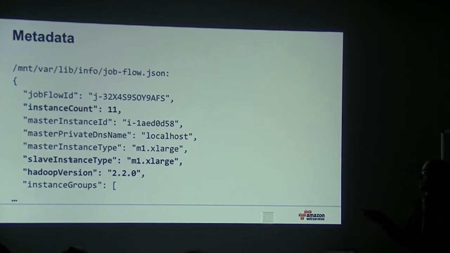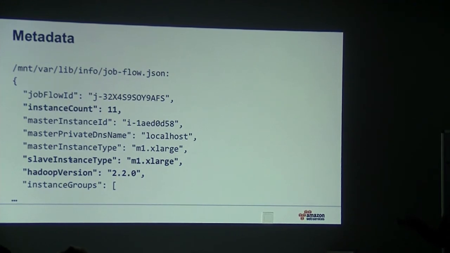That's a brief section of the job flow JSON file that has information on the cluster as a whole. For example, it gives you the job flow ID, which you can reference if you interact with the EMR API. It also gives you the instance count, including the master node. It gives you the ID of the master, so the EC2 instance that runs the master, and it tells you the instance types, which you could then use to figure out how many instances do I have, and how big are they, how many disks do they have, because that's all applied to the instance type.